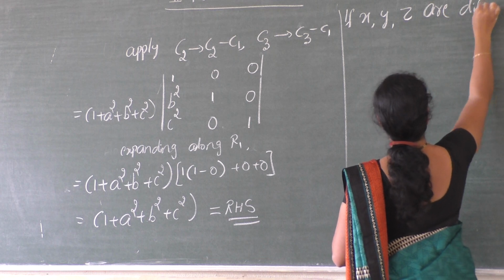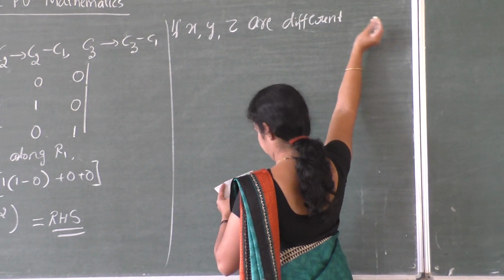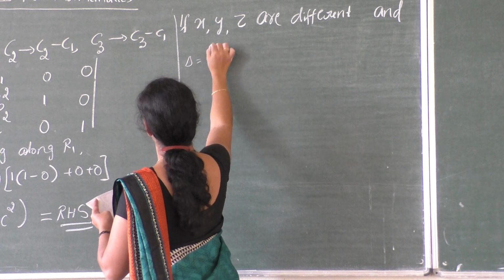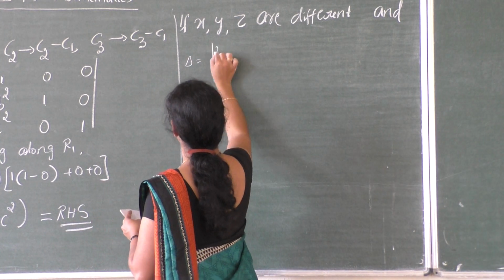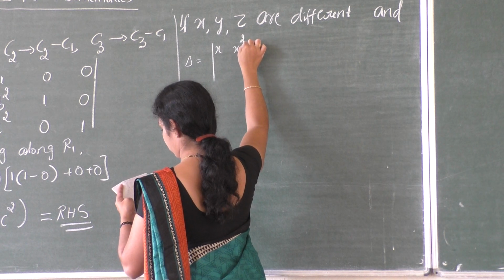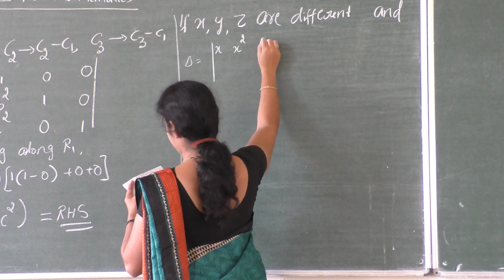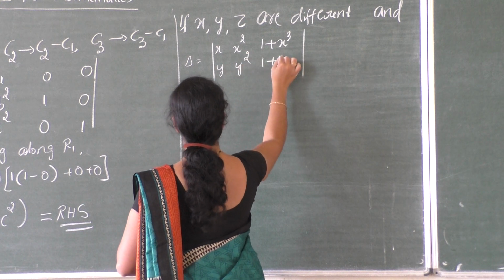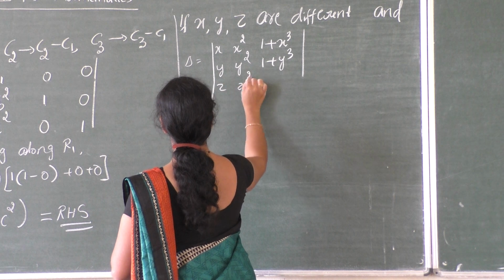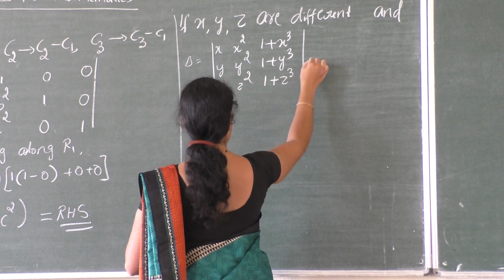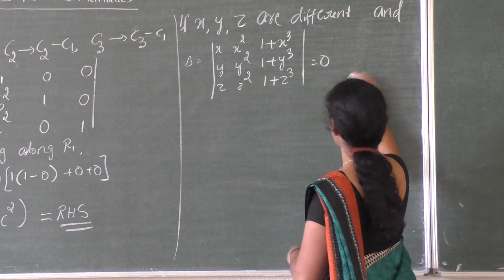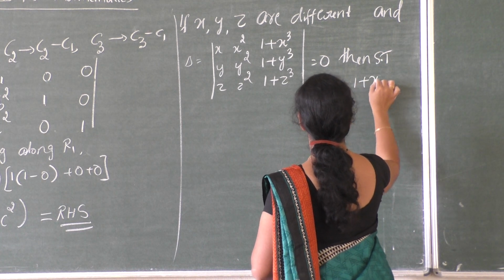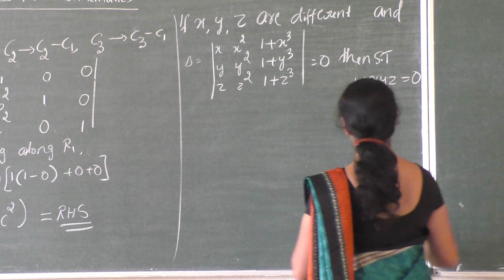If x, y, z are different, and the determinant, or it can be written as delta, equal to x, x square, 1 plus x cube, y, y square, 1 plus y cube, z, z square, 1 plus z cube, equal to 0, then show that 1 plus xyz equal to 0.